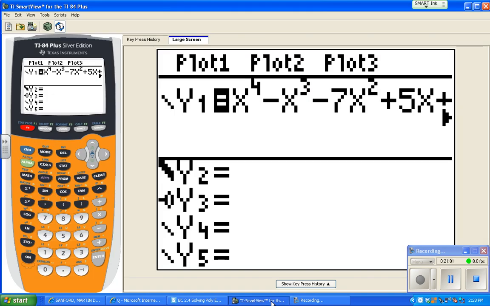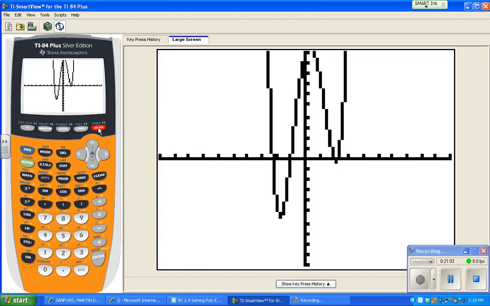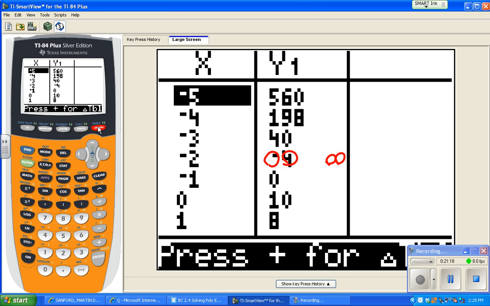So I already put the equation in. I'm going to hit graph, and it seems apparent that, well, it's crossing in 4 spots, so there are definitely 4 real zeros. It's just a question of what are they really? Now it looks like maybe -1. So let me go to the table and just see. So -1, 0 is one of the solutions. Okay, so -1, 0 is a 0.